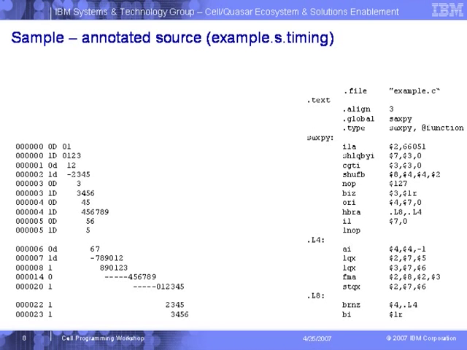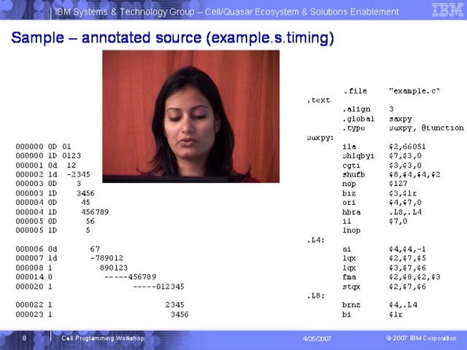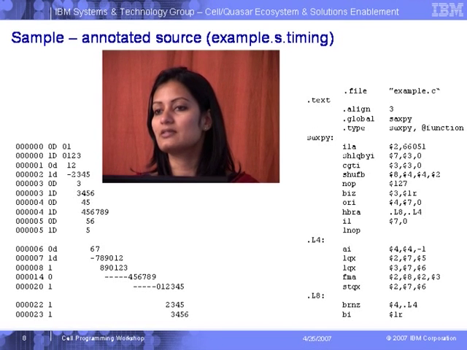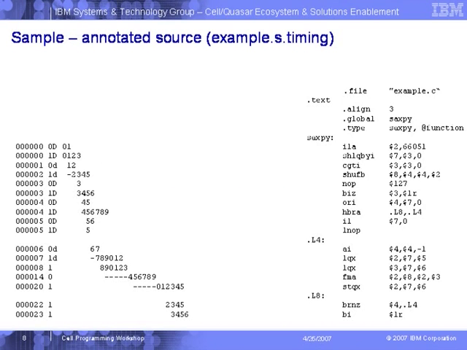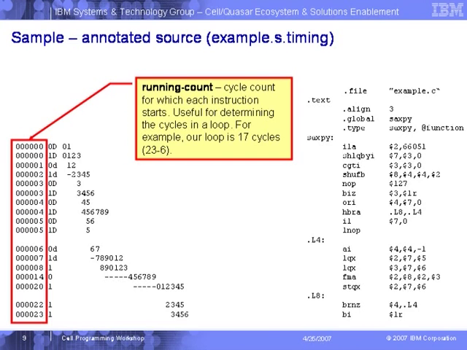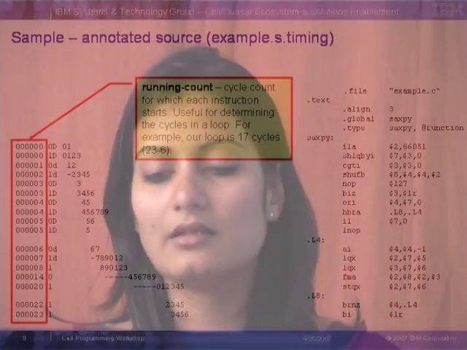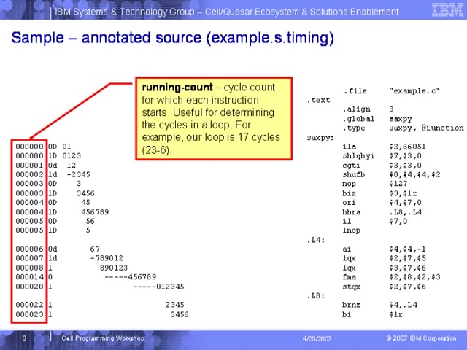Now, this is the annotated source, example.s.timing. That was example.c, and this is the annotated source code. Let's look at the different features and how to understand what this timing file is saying. The first thing to observe is the running count. There are a few important columns: this is the first column to observe, this is the second column to observe, and we will go into further detail on what these columns mean. There's also a third column, which gives you an idea of how the instruction pipeline looks, and then the text and data portions, the instructions and everything.